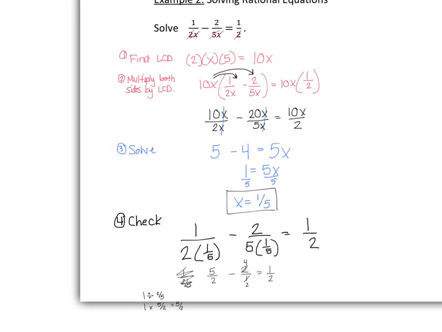So the first group of problems on your homework, you cross multiply and solve. Make sure you check your answers. Second group, you find the least common denominator, multiply both sides by that, and then solve. Check your answers. Got it? Okay.